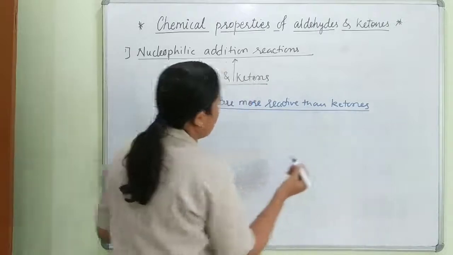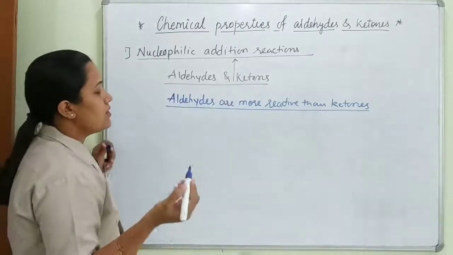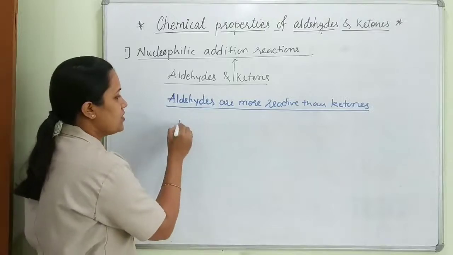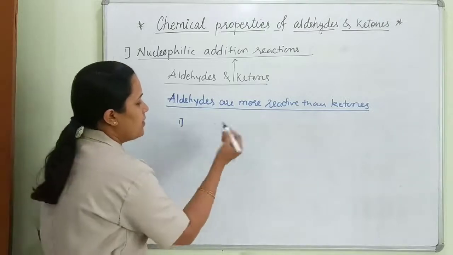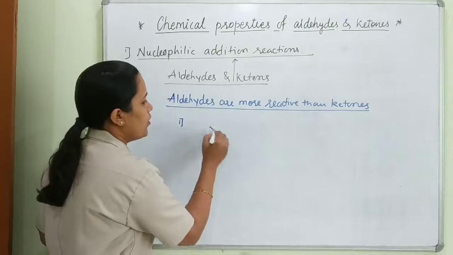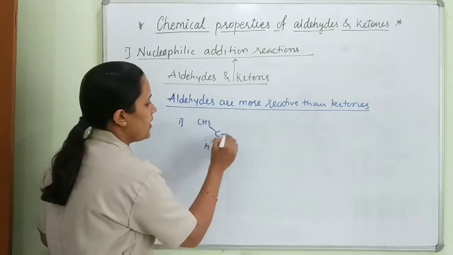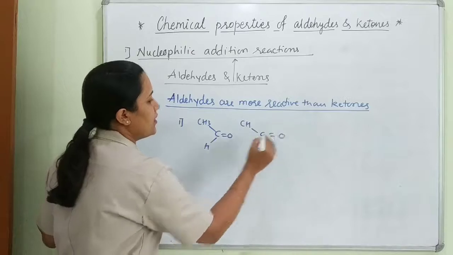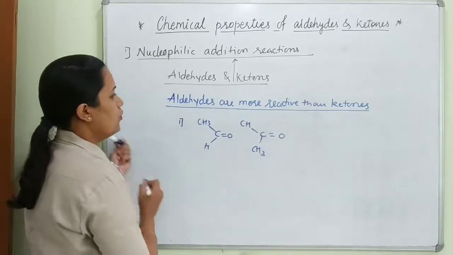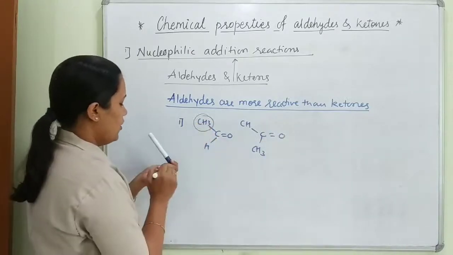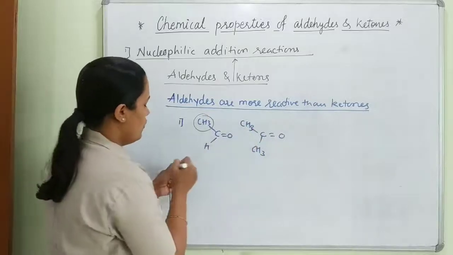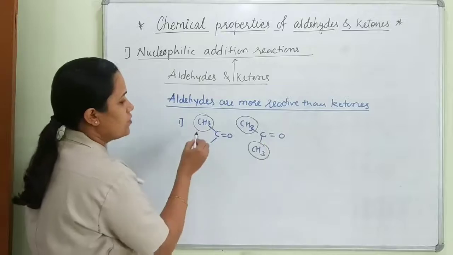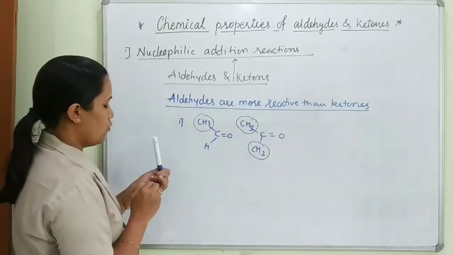So what are all the reasons for that? Why are we saying this? Let's take the first factor and compare a simple aldehyde and a ketone. In a ketone there is a presence of two methyl groups, and in an aldehyde only one methyl group is there.